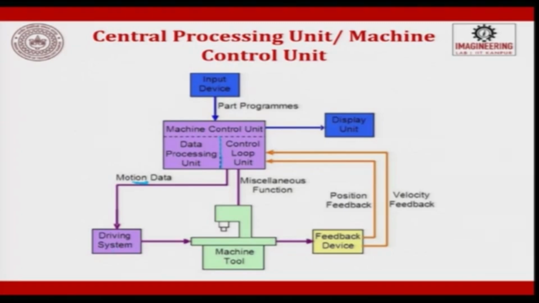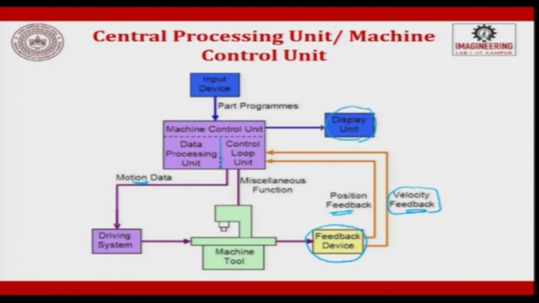These drives are attached to the machine tool, and whatever happens in the machine tool, there is a feedback which is collected and given to the control unit. After the feedback is given, the control unit tries to check and give further signals for the machine tool. The 2 types of data taken for the feedback are position feedback data and velocity feedback data, and then finally from the machine control you have a display unit.